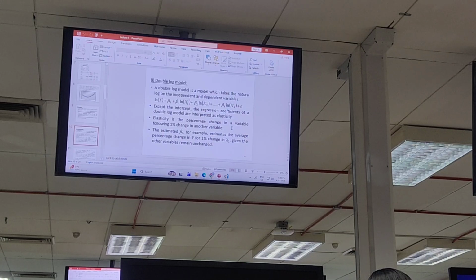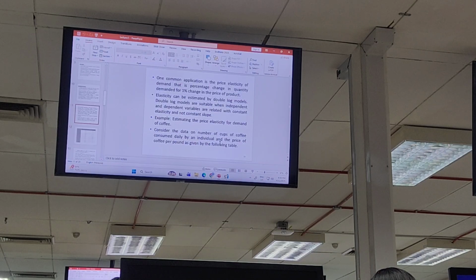In the linear model, as before, when x increases 1 unit, then y is expected to increase or decrease by beta 1. But for the double log model, we interpret not in units, not how many units y will increase or decrease. In this case, elasticity represents how many percent. So when x increases 1%, then y will increase or decrease by how many percent? That's why we call elasticity by percent. The estimated beta 1 estimates the average percentage change in y for a 1% change in x1, given the other variables remain unchanged.